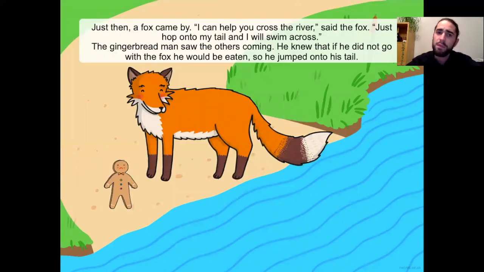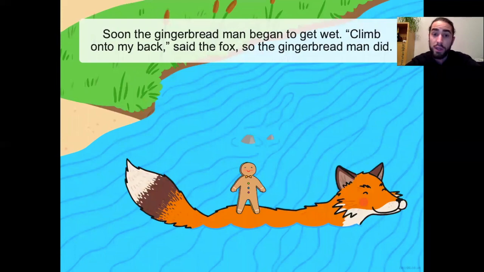Just then, a fox came by. "I can help you cross the river," said the fox. "Just hop onto my tail and I will swim across." The gingerbread man saw the others coming. He knew that if he did not go with the fox, he would be eaten. So he jumped onto his tail. Soon the gingerbread man began to get wet. "Climb onto my back," said the fox. So the gingerbread man did.